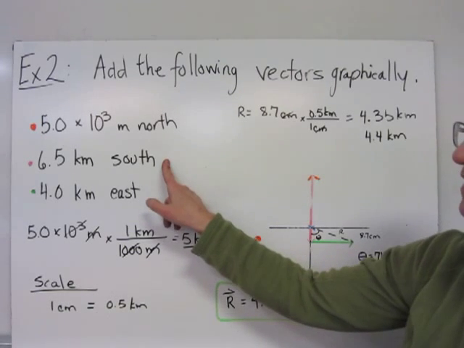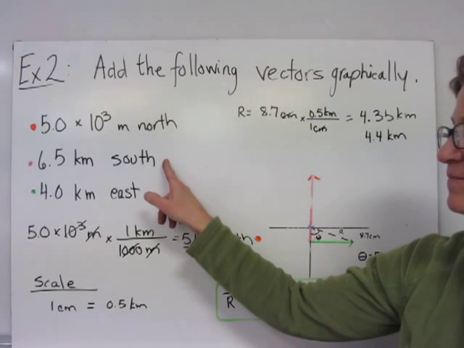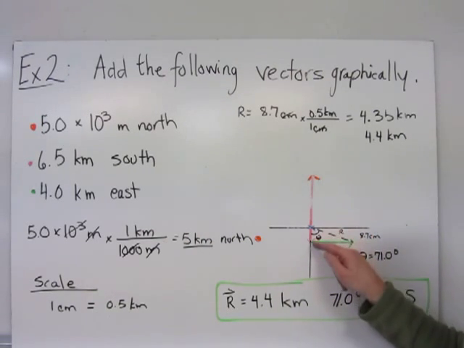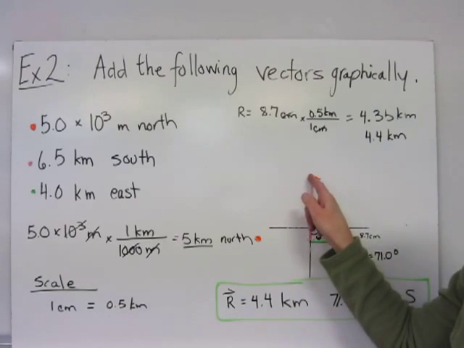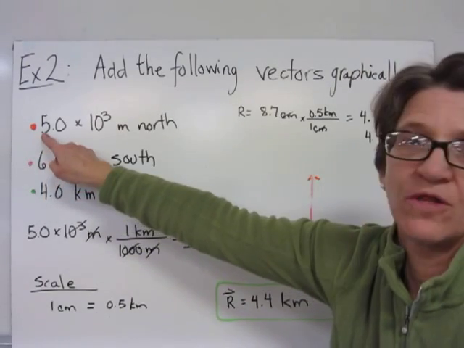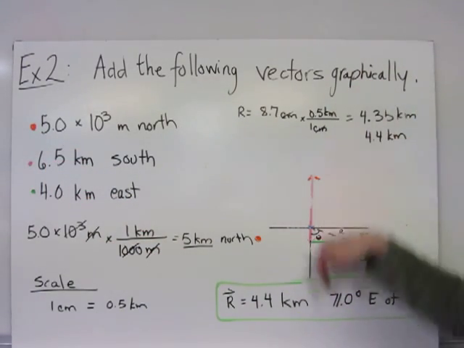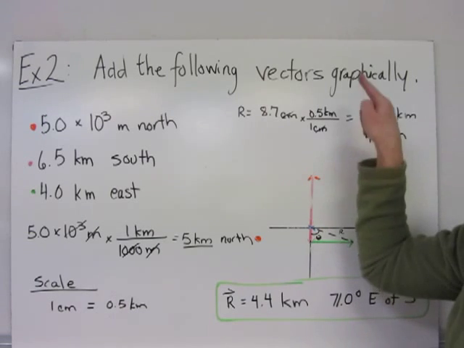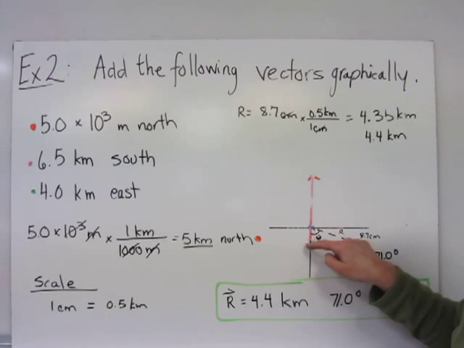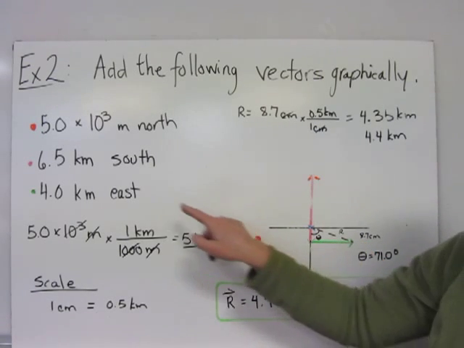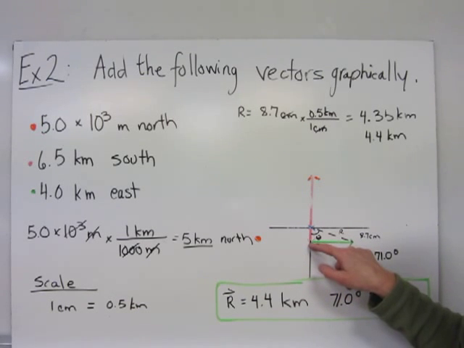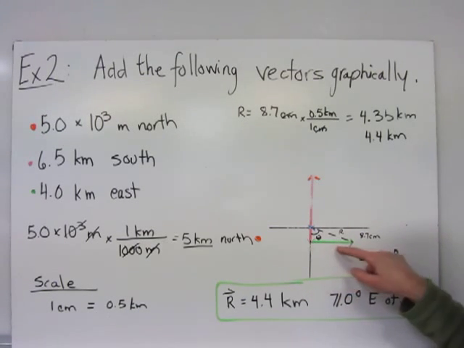My next vector is 6.5 kilometers south. Using my scale, I'll draw it 13 centimeters to the south. So the tail of my second vector, the red, is right on top of the orange, because one's going this way, one's coming right back down. It's like you retracing your steps. 6.5 ends just a little bit below the origin. And then I drew my 4 kilometers east. The tail of the vector is at the tip of the last vector I drew, and then to the east.